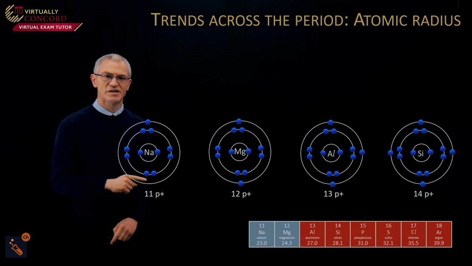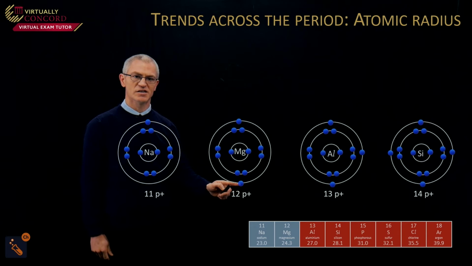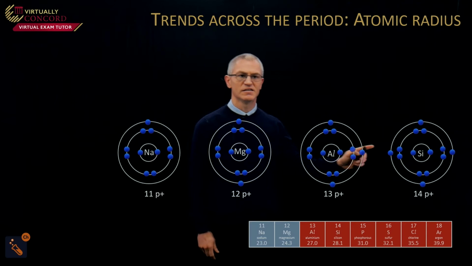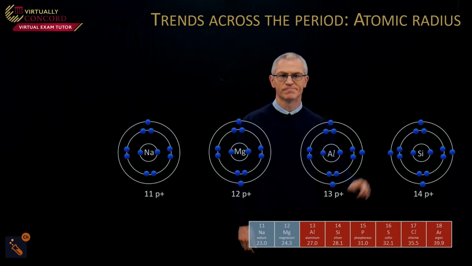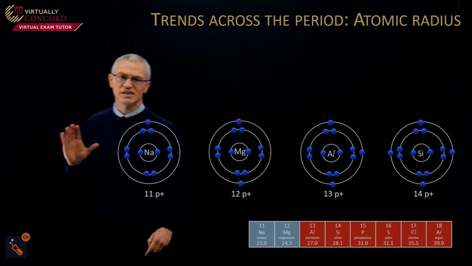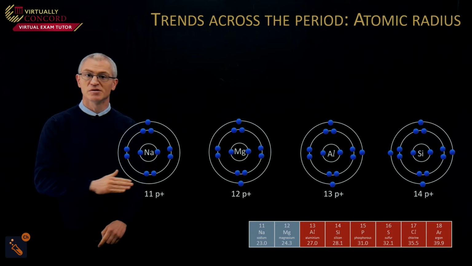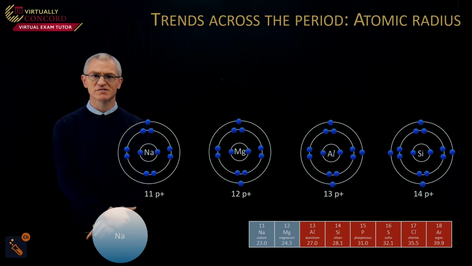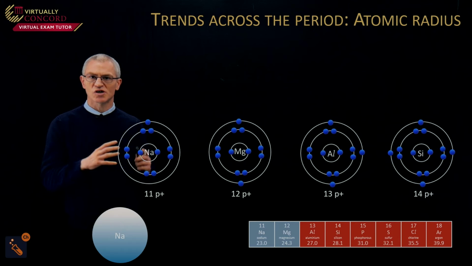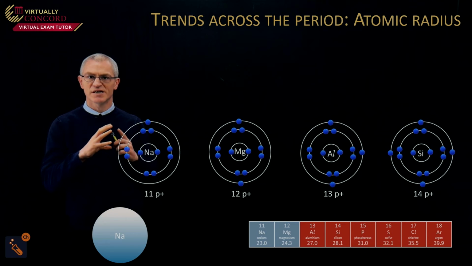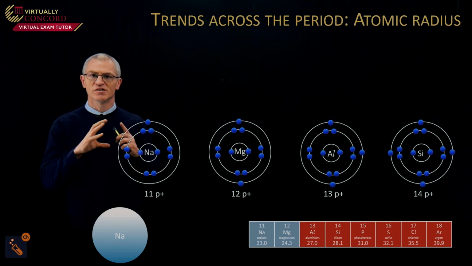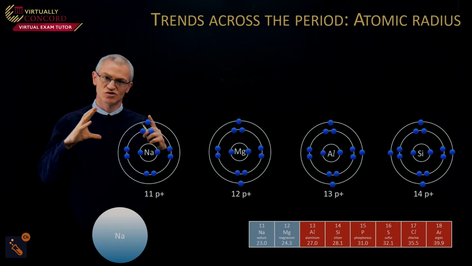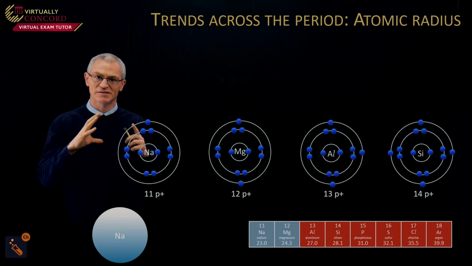So the electrons that have been added, you can see this extra electron here, and then an extra electron right here, and then an extra electron right here. So the electrons are being added into the same shell, but the number of protons is going up. Now what that means is, because the protons are holding those electrons in place and the number of protons is going up, it squeezes the electron cloud, just contracts it a tiny, tiny bit.